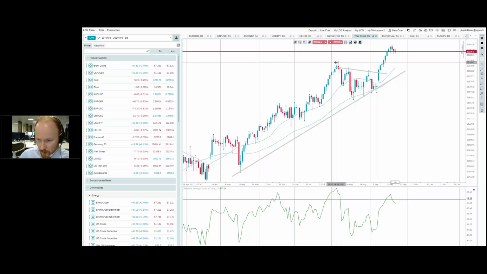where is it? 22,178 on our charts. So that would be maybe a first area. And then this zone here, 22,030 to 22,050, we would probably call the round number.